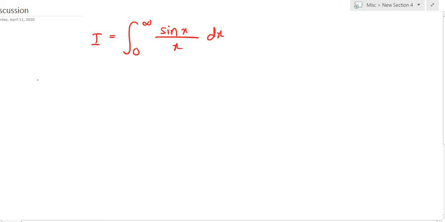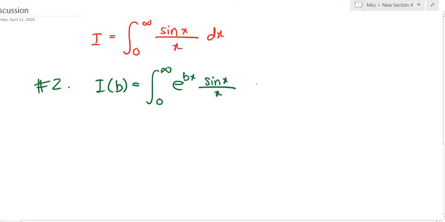Okay, our first trial failed, so let's have a second trial. Now we're going to parameterize I. We're going to call it I of b, and we are going to define it as the integral from 0 to infinity. We need to somehow get rid of this x, so whatever new function we introduce should have a b multiplied with an x, so that when we differentiate with respect to b, we just have an x because that's a constant with respect to b, right? So say we have the function e raised to bx times sine x divided by x dx.